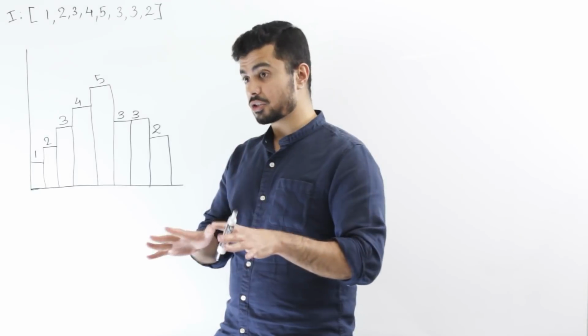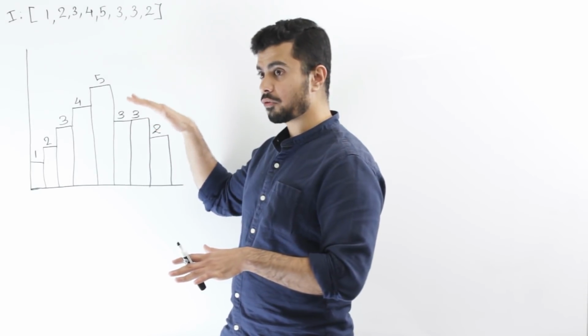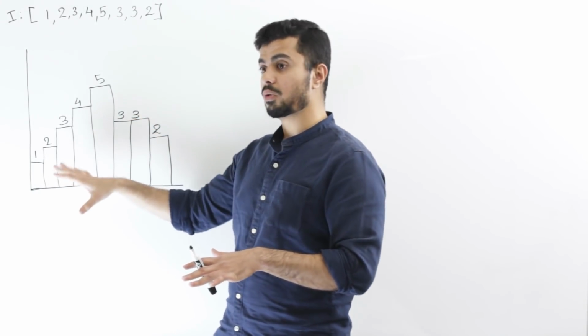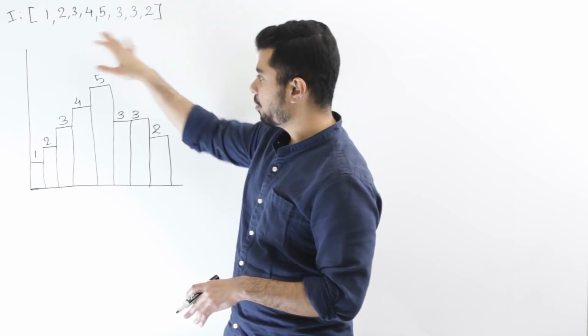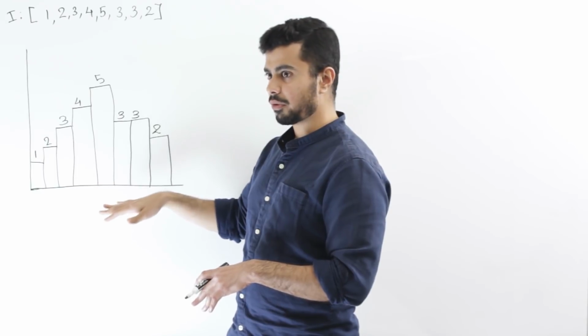So we are given a histogram that looks something like this, and we have to find the maximum rectangular area within it. Correct. Okay, so let's look at this example. We have an array that you translated into a histogram over here, right?